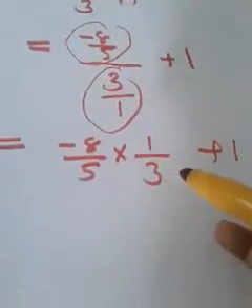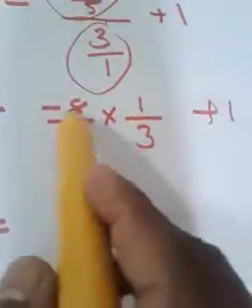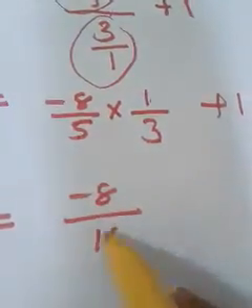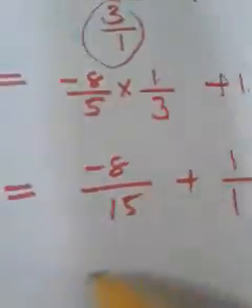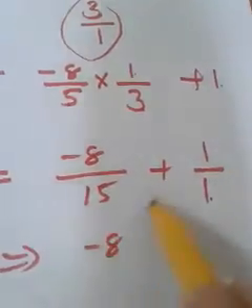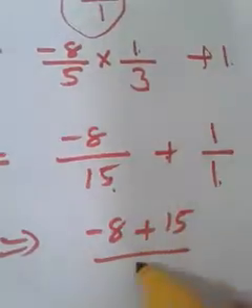You know how to multiply with the reciprocal. And here, is there any cancellation possible? No cancellation possible. So what is minus 8 into 1? Minus 8. What is 5 into 3? 15, plus 1 as it is. 1 you can write as 1 by 1 and simplify this by using cross multiplication. What is minus 8 into 1? Minus 8. Sign plus. What is 15 into 1? 15. Divided by 15 into 1 is 15.